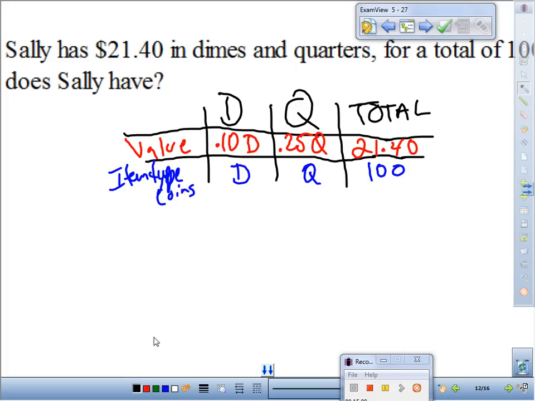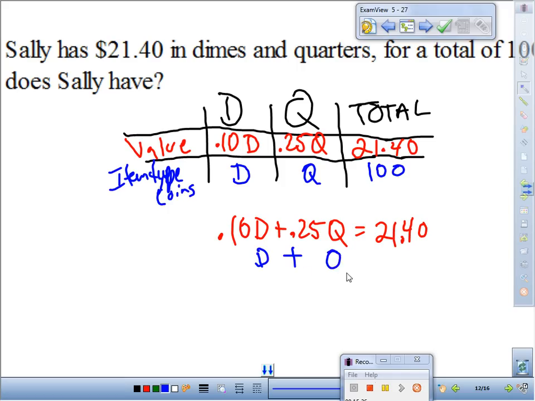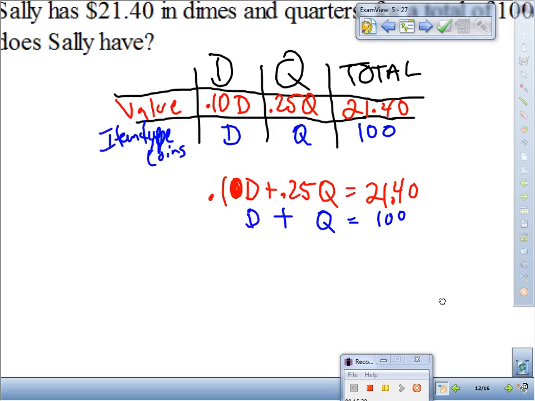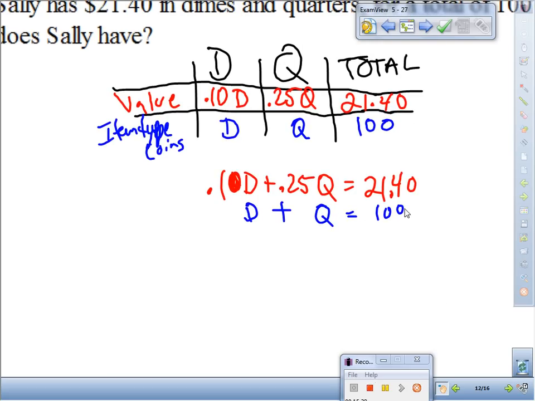So I'm going to write my first equation right here. 0.10D plus 0.25Q equals 21.40. Is it coming back? Yes? So then I write D plus Q equals 100. And this is a 10, not a 16. Okay. So by looking at it, which variable shall we eliminate?